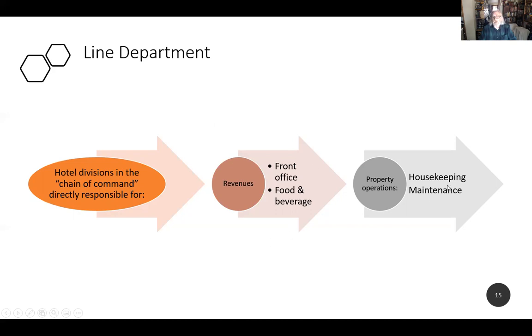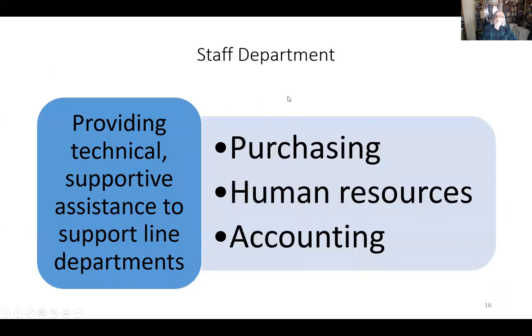In the case of the housekeeping and maintenance, though, these are an expense department, and so they directly affect the operations and the profitability of these other line departments that are bringing in the revenue streams. We also have staff departments, and these are more of a supportive role, although we would have to say that the maintenance department and so forth is a supportive role to the food and beverage and so forth. The staff departments are really divisions that provide some technical, other supportive assistance needed to support those revenue producing line departments that I've talked about.